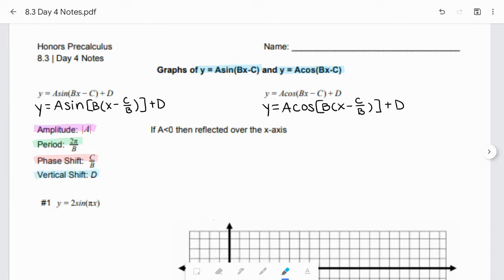Our vertical shift, if d is positive, then we are shifting up, and if d is negative, then we are shifting down. And if a is less than 0, then we are going to be reflecting over the x-axis.